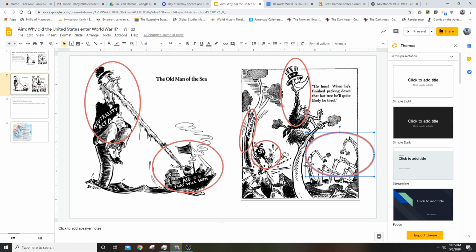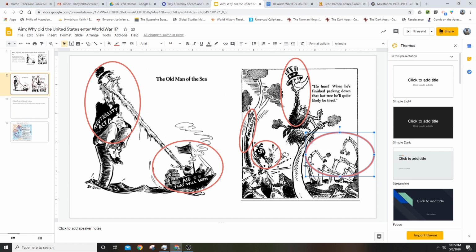This other cartoon comes from September of 1941, and it has a different message. In this cartoon, the United States is this guy here sitting in the ocean, the old man of the sea. The old man of the sea is sitting on a pedestal, something sticking out of the water. He's trying to stay out of the water. In this case, the water is a symbol of war, right?